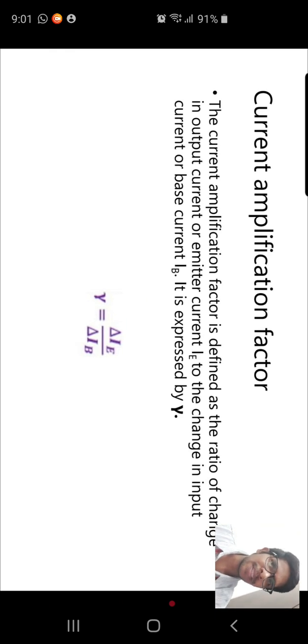Current amplification factor. The current amplification factor is defined as the ratio of change in output current, emitter current IE, to change in input current, base current IB. Gamma is equal to delta IE by delta IB.